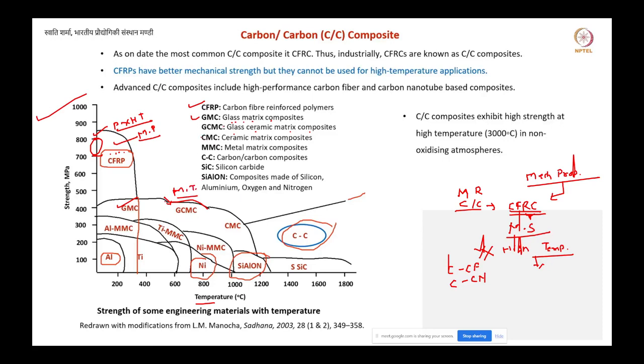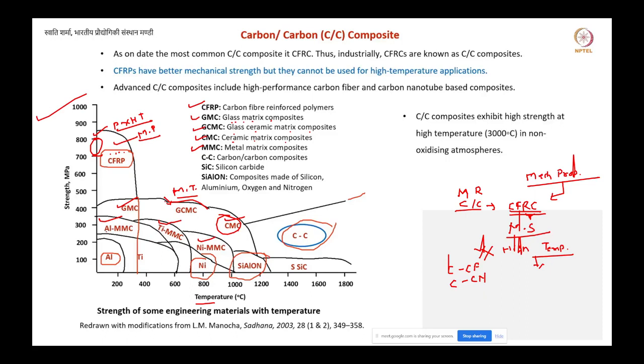The fourth one is your CMC, ceramic matrix composite. So here you will be using a ceramic matrix. In the ceramic matrix, because it is ceramic, you can expose this to the higher temperature also, and it will also have a good mechanical strength. MMC is your metal matrix composite. Here you can see aluminum metal matrix composite, titanium metal matrix composite, nickel metal matrix composite.